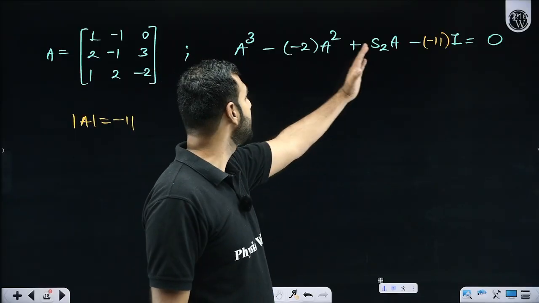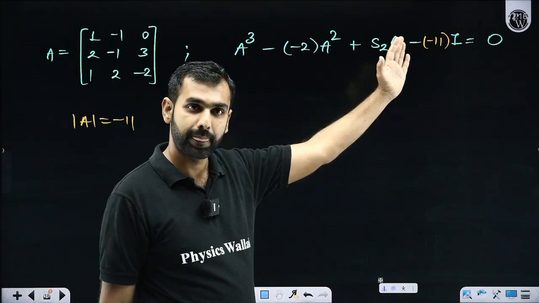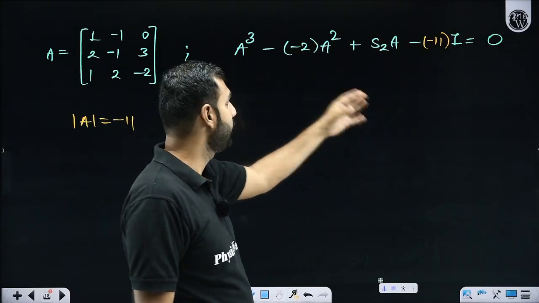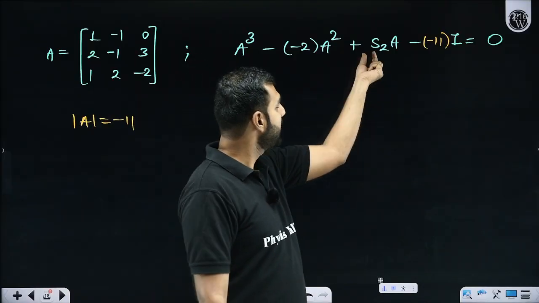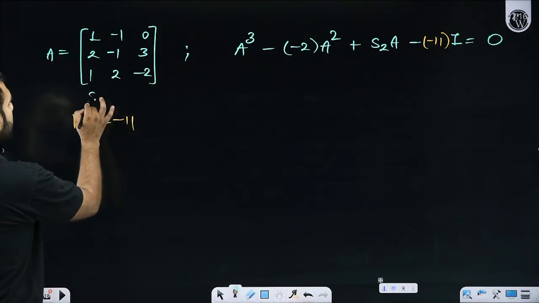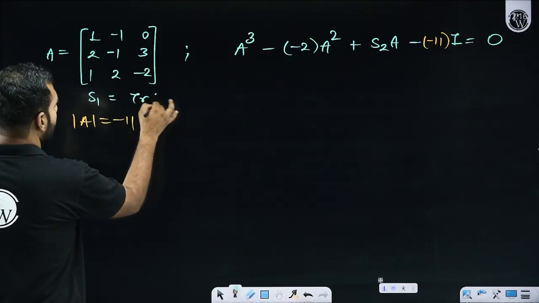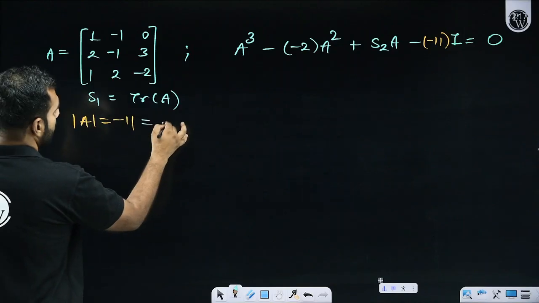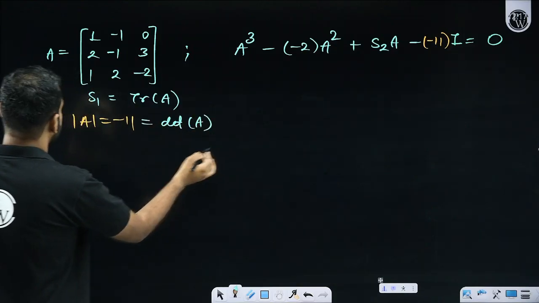Now, this is how you write the matrix polynomial, the characteristic equation of A. But still, we are clueless about S2. What is S2? Let's talk about S2 now. I hope everyone got S1. S1 is going to be what? Trace of A. Everyone got S3. What is S3? S3 is always your determinant of A. Yes or no?